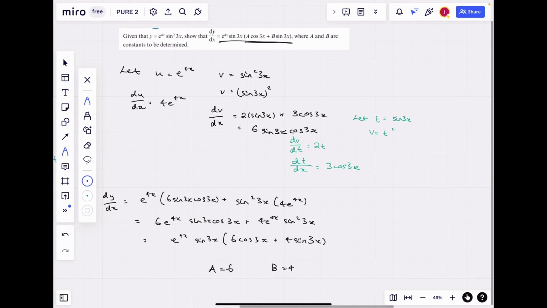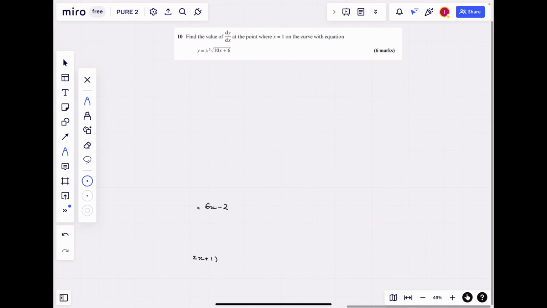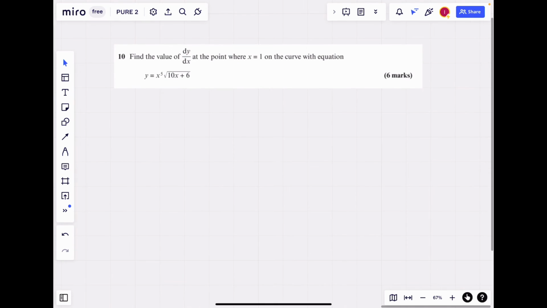So in both questions, we've had to make use of both the chain rule and the product rule. That is actually quite common, where you have to use one rule whilst working out the other rule. Question 10. Can you try that for me, please?